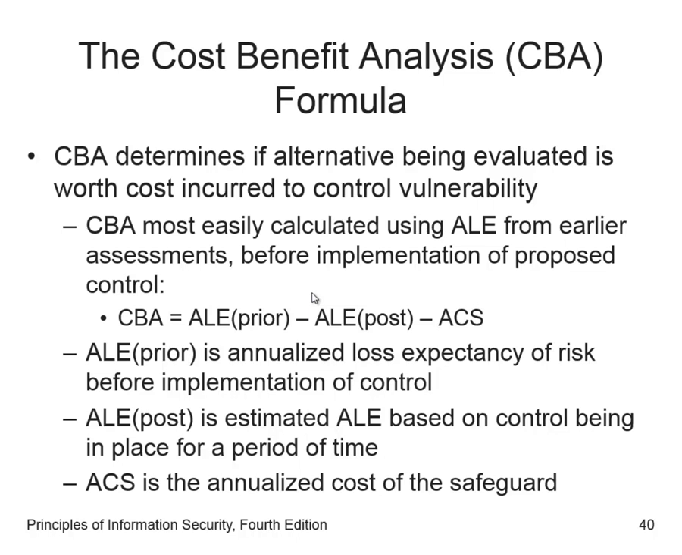So the cost analysis will be how much did I spend before, then how much after, and how much did I pay for the safeguard. Now if the result is positive, then I'm fine. If it is negative, then we're not fine. We cannot justify the expenditure of the money on that vulnerability. So it has to be positive to justify applying the controls.